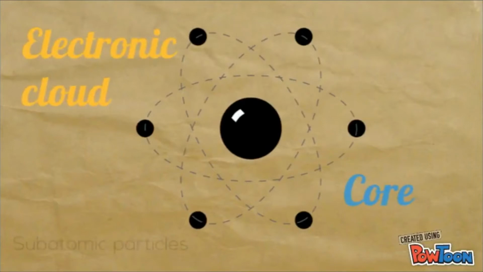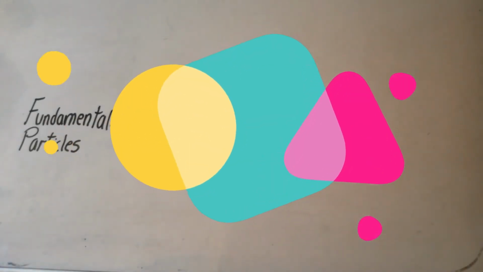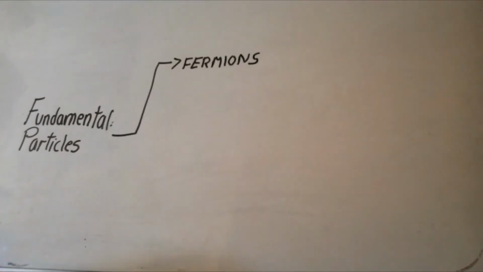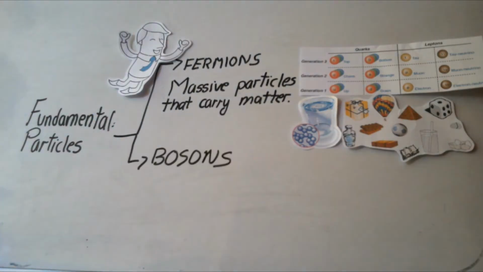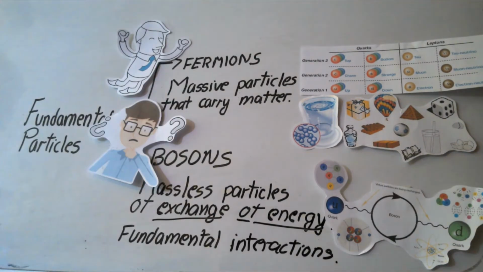Both in the electronic cloud and in the core of the atom, we can identify more elementary units of particles. Some of them are the quarks, units of protons and neutrons, and the leptons, like the electrons and neutrinos. In general terms, according to quantum physics, we can identify two kinds of elementary particles. These are fermions, a group of massive particles that carry matter, and bosons, massless particles of exchange of energy that take part in the fundamental interactions.